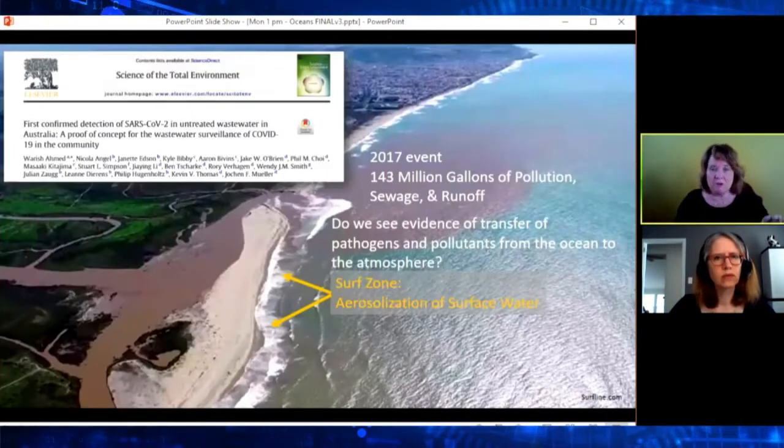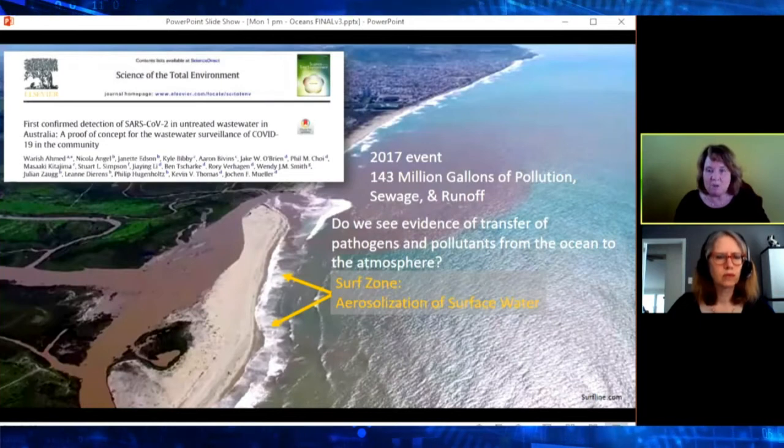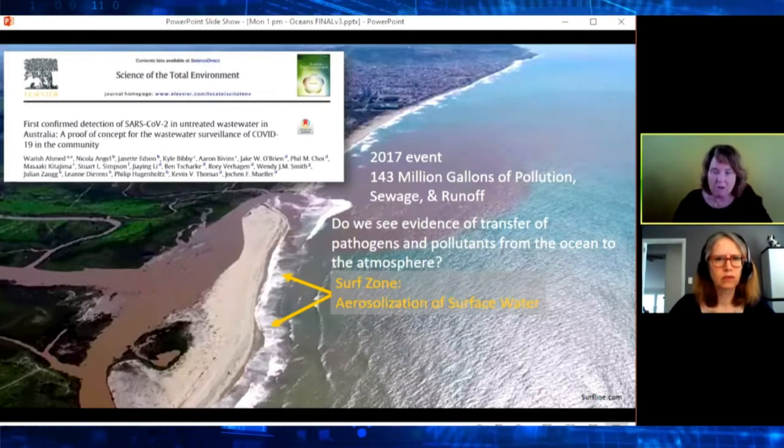So this just shows what the runoff looks like. It goes into the water, and this is 143 million gallons of pollution going in. You can see the brown. So when that gets into the surf and it gets trapped in the surf zone, that can get released into the air.